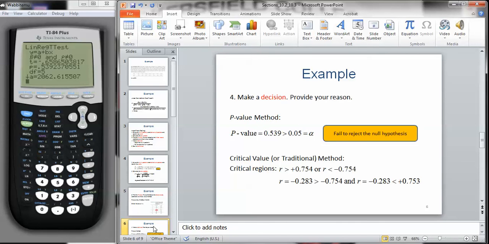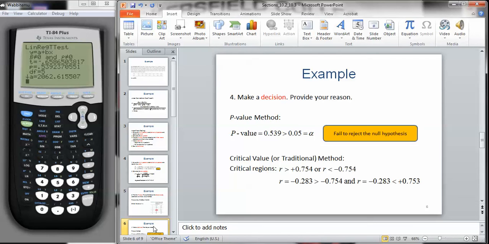Now in the test, it's very important that you tell me how you make your decision instead of just giving me your decision, like reject the null hypothesis or fail to reject the null hypothesis. So you do need to provide me the reason. And also, don't just say reject or fail to reject. You also need to tell me what you are rejecting and what you are failing to reject.